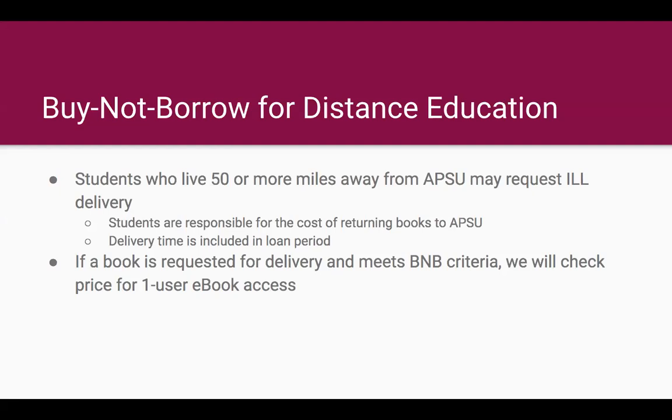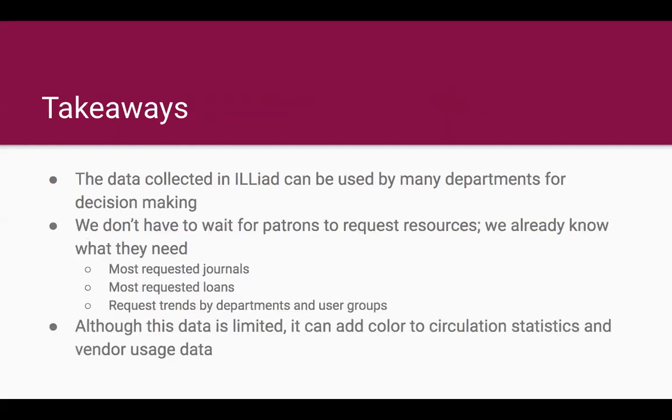So we have added Buy Not Borrow for distance education to purchase one user ebook access for books that are requested by these distance students if the one user ebook access matches our Buy Not Borrow criteria, namely the $75 limit. If we can get ebook perpetual access to the resource for approximately the same amount of money that it would cost us to ship the book from the lending library to the student and then back to the lending library, it seems like a better use of money to go ahead and get long-term access to that resource.